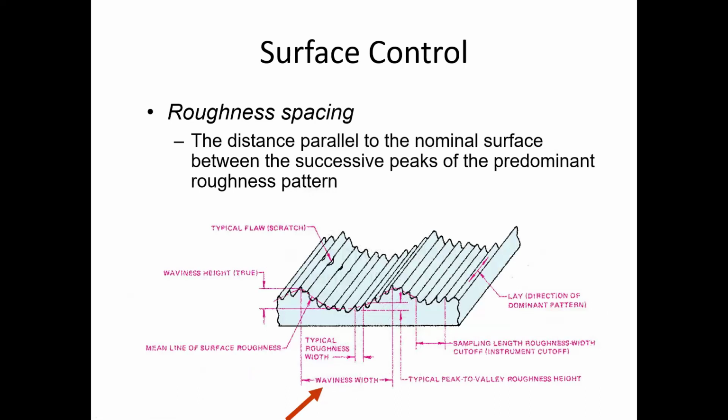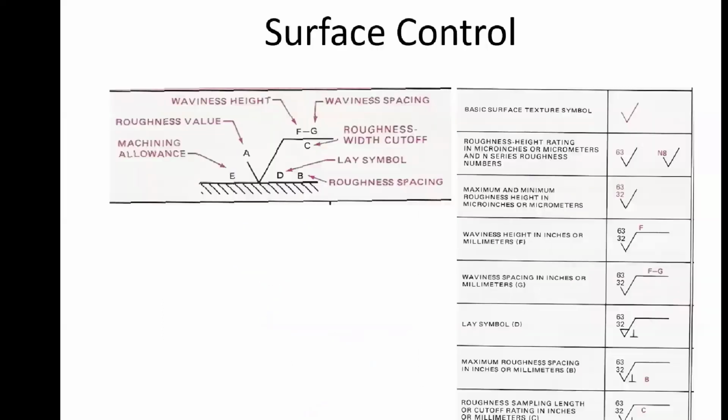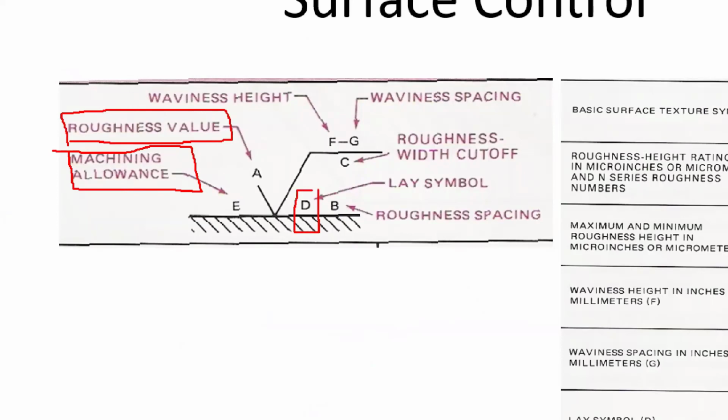There's a lot of things that you can control with the surface texture symbol, roughness spacing. That's the parallel distance between those surfaces, so the successive peaks. We're not going to get too down in the weeds with this. So our symbol can have all of this different stuff on it. I want us to understand this one, and this one, maybe. Those are probably the only three that are going to come into play for us. We're not going to do any of the artwork here.